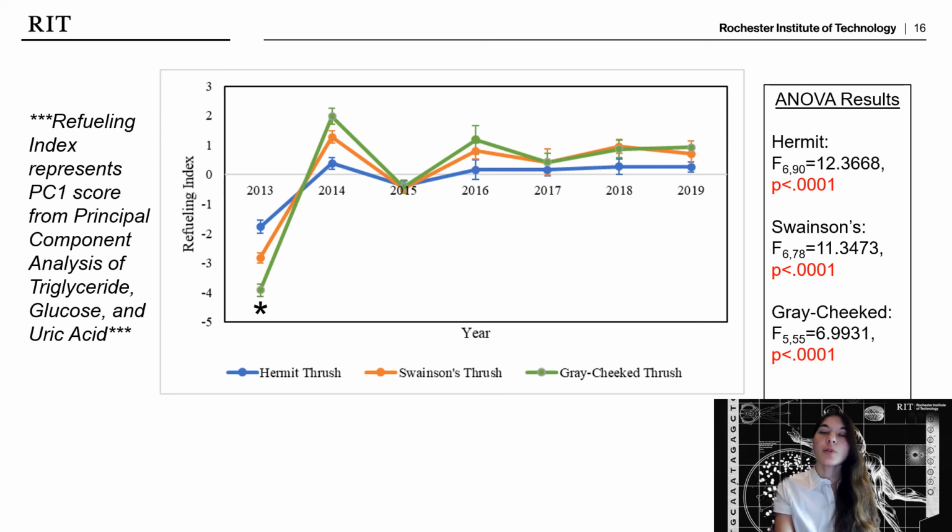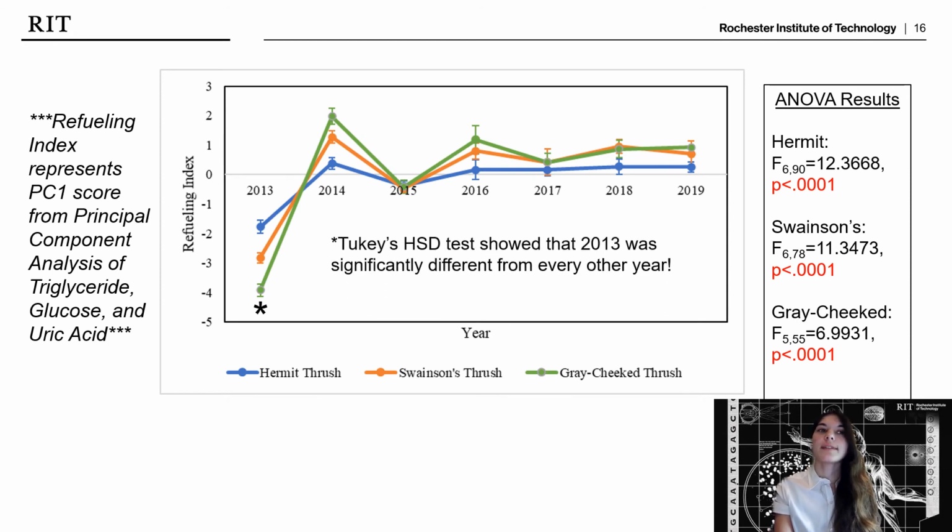Additionally, our post-hoc Tukey's test showed significant differences between different pairs of years. Most notably, 2013 was shown to be significantly different from each other year, and this pattern was observed for each of the 3 species. So, our results suggest that there was something happening in 2013 that was affecting refueling abilities at Braddock Bay. Overall, our idea that yearly metabolite variation exists was supported.